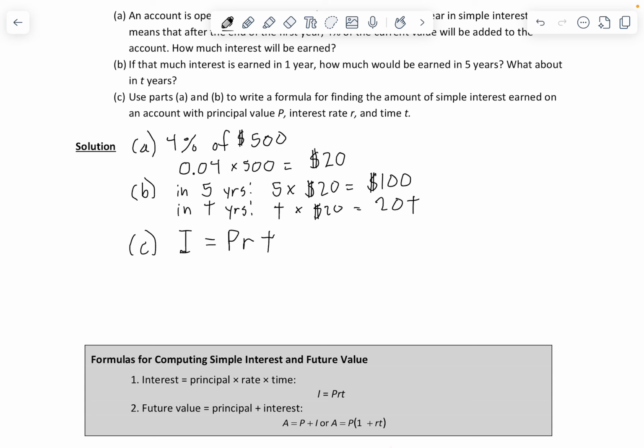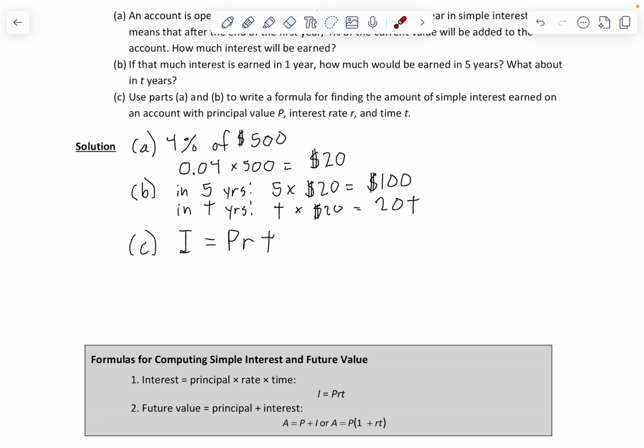The future value would be the principal plus any interest. So we would just take the principal, P plus I, or we could say P plus PRT, because that's what I is, right, given by the simple interest formula. And then you could factor out a P. And so we end up with this formula right here for future value.